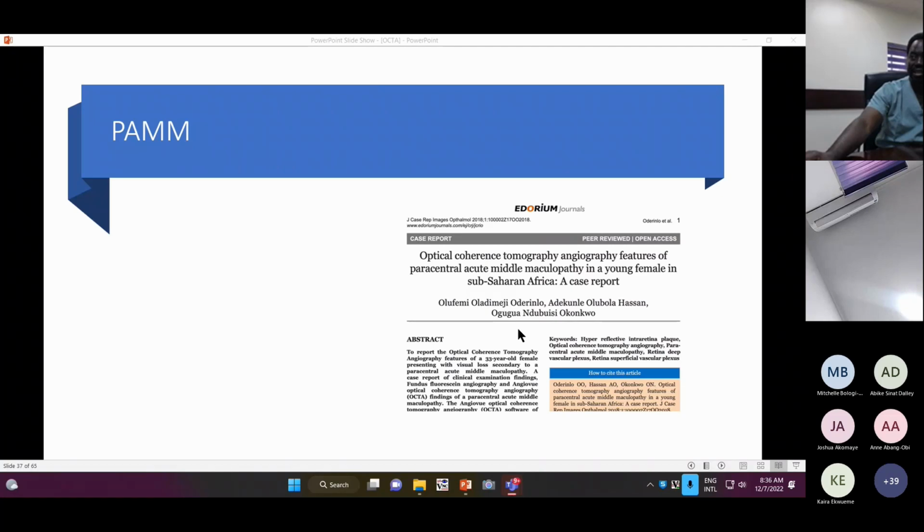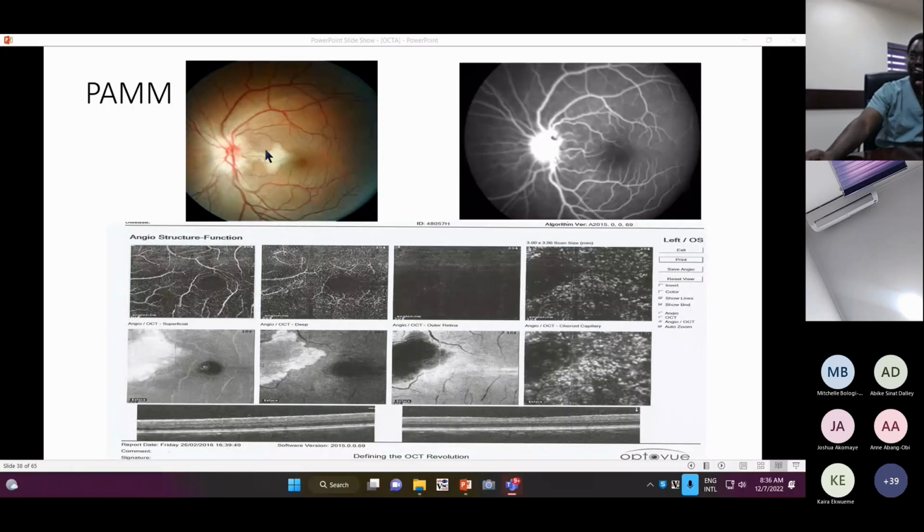This is a case report of a patient with PAM, and you can see the image. You see how it looks, this whitish area on the fundus picture. Note the fluorescein angiography. You do not see that. Like I told you, fluorescein angiography will only image the superficial vascular plexus, so you don't see anything.